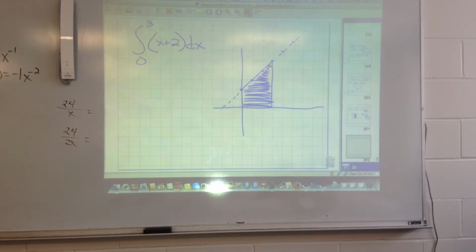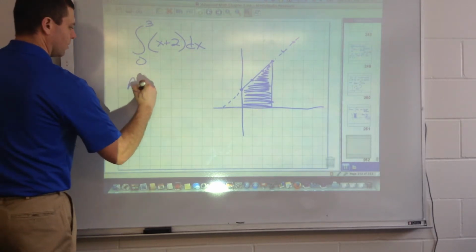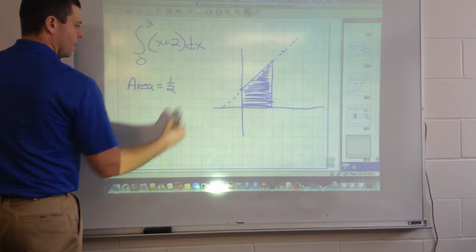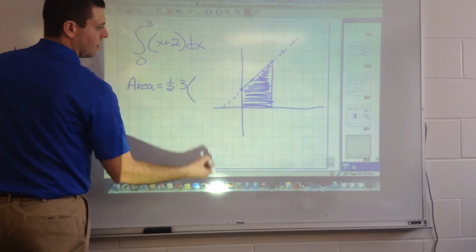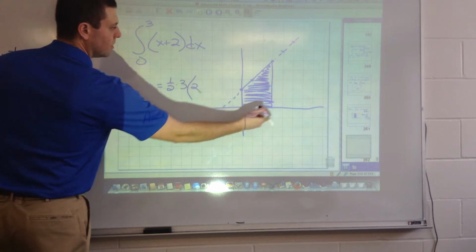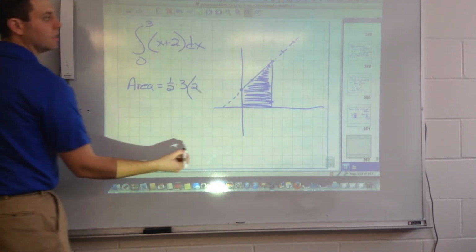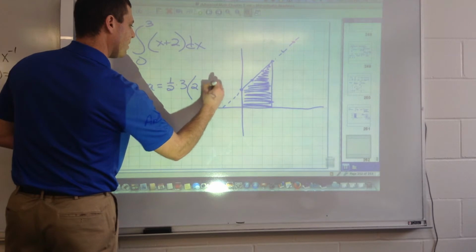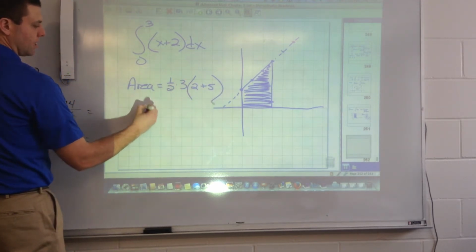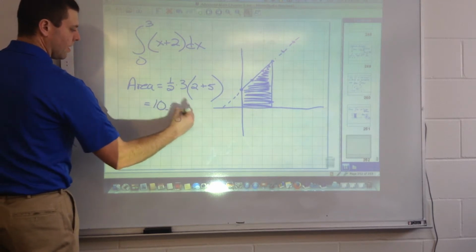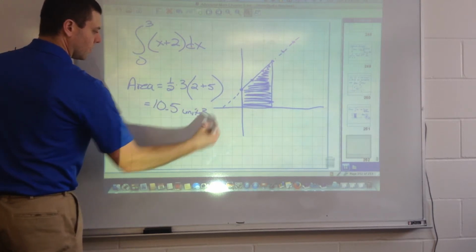However you want to do this, if you want to think of this as a rectangle and a triangle, go for it. To me, it'd just be a trapezoid, just as simple. But however you would like to do it is fine. I'm going to go trapezoid. Looking at it sideways, my height is 3. The length of this base is 2. The length of that base is 5. So 7 times 3 is 21 times half. 10.5 units squared.